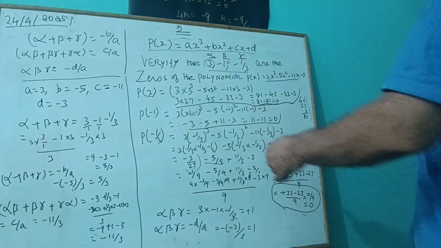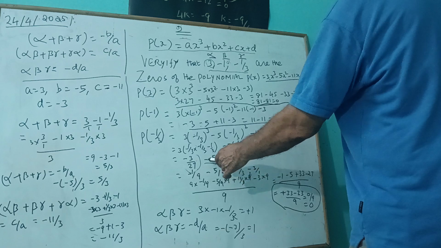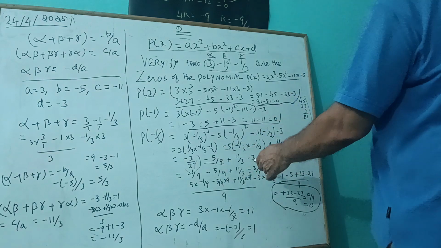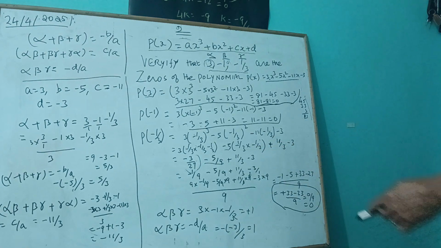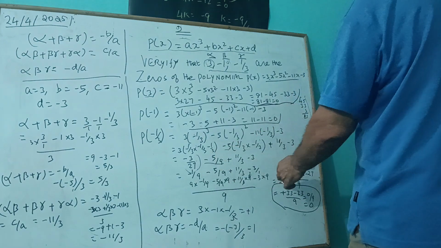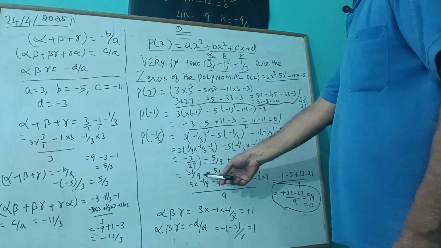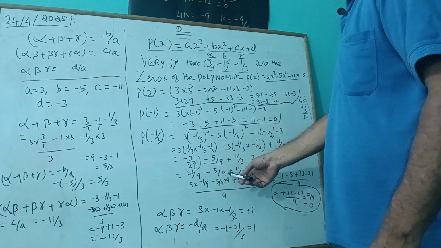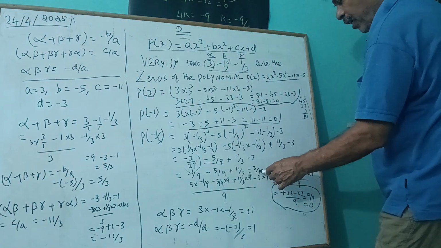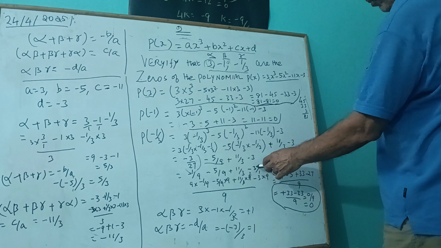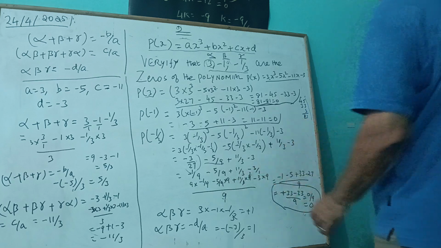So minus 3 by 27 becomes minus 1 by 9. This is minus 5 by 9. This is plus 11 by 3. Then minus 3. Now we have to take an LCM. This 9 is common here: minus 1 by 9 minus 5 by 9 plus 11 by 3 minus 3 by 1. This 1 I am writing purposely because it should have a denominator for taking the LCM.